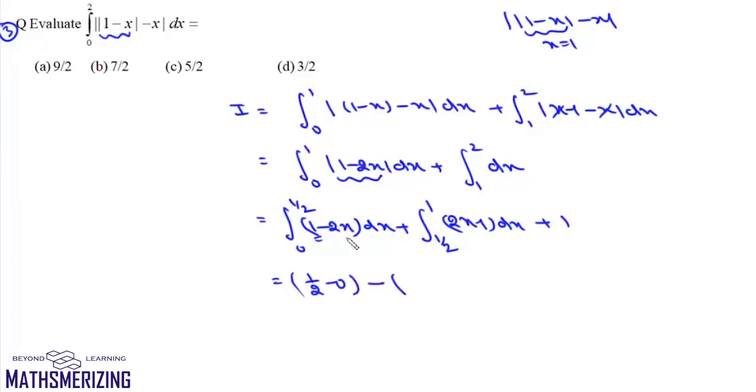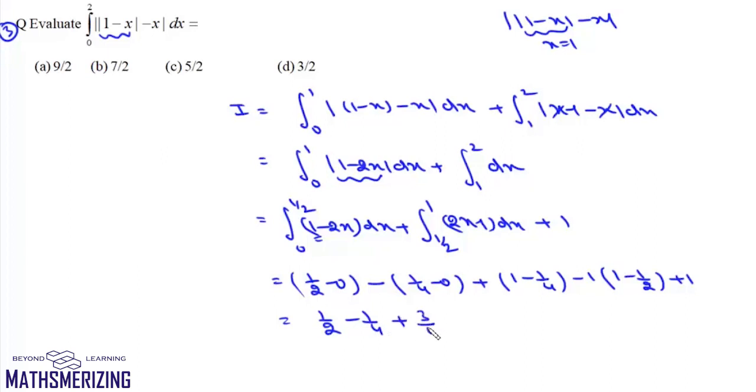Now it will be x square. X square is 1 by 4 minus 0. Now plus. Now here again it will be x square, so it will be 1 minus 1 by 4, and then minus 1, it will be 1 minus 1 by 2, and then plus 1. So this is 1 by 2 minus 1 by 4 plus 3 by 4 minus 1 by 2 plus 1.